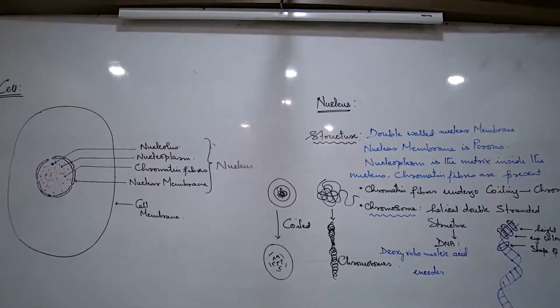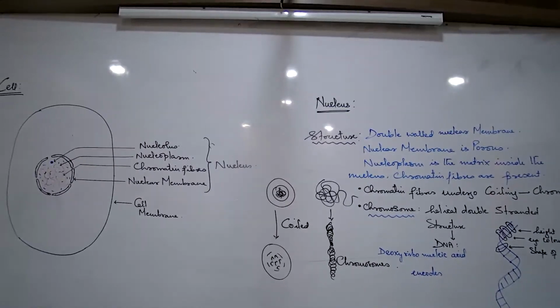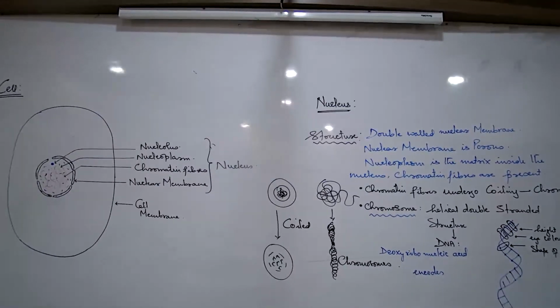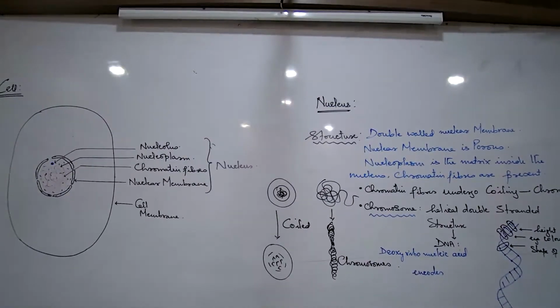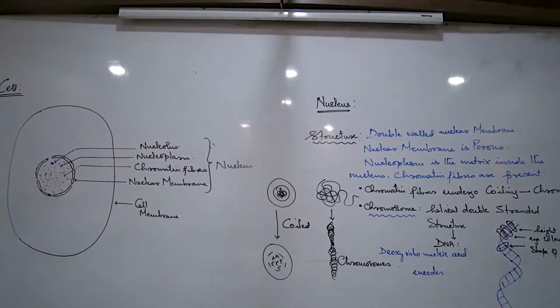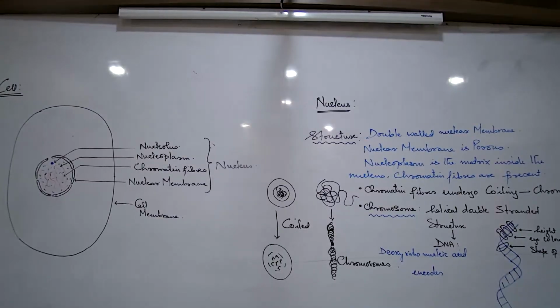Under chromosome: they are highly coiled chromatin fibers. Now point number 2 for chromatin.